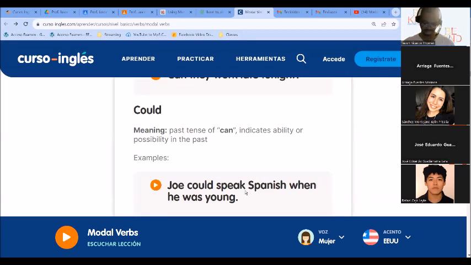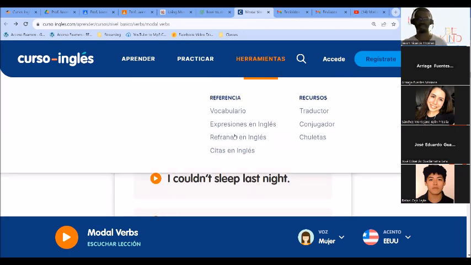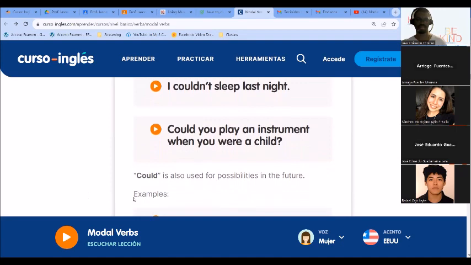Could, meaning past tense of can, indicates ability or possibility in the past. Examples: Joe could speak Spanish when he was young. I could sleep last night. Could you play an instrument when you were a child?